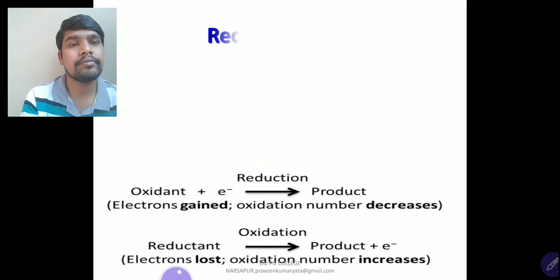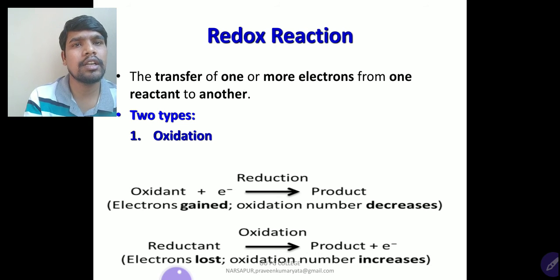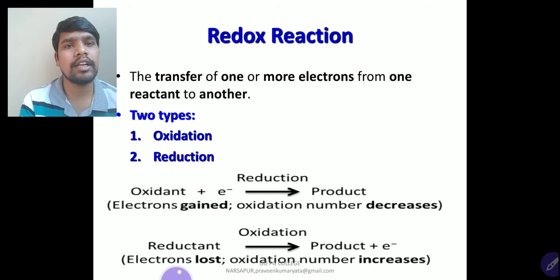Redox reactions: the transfer of one or more electrons from one reactant to another reactant. The reaction is of two types. One is the oxidation reaction, and another one is the reduction reaction.